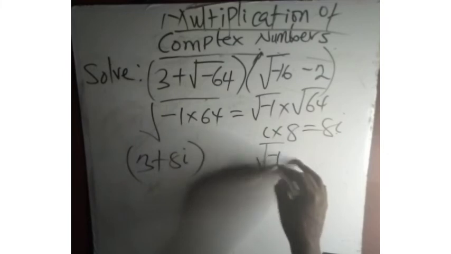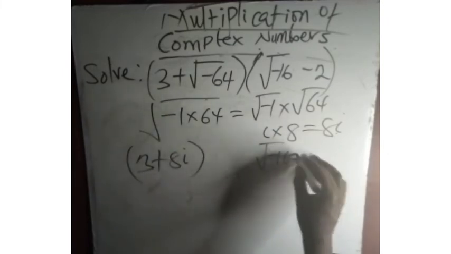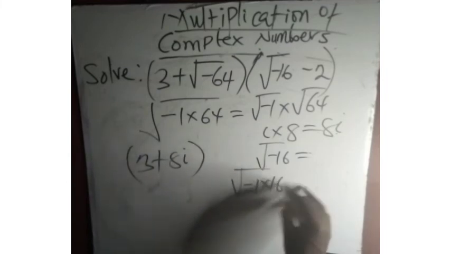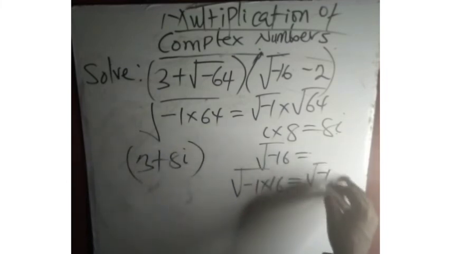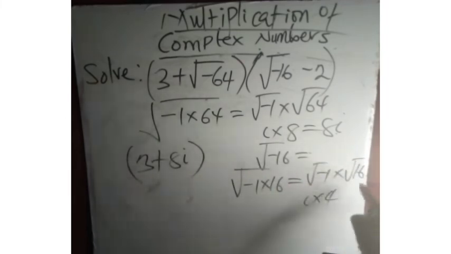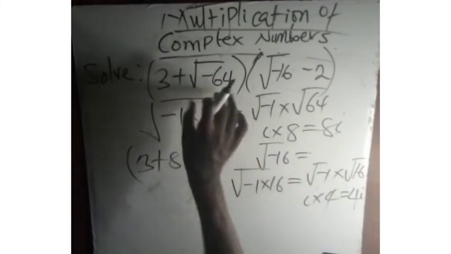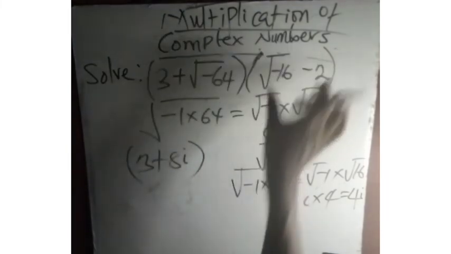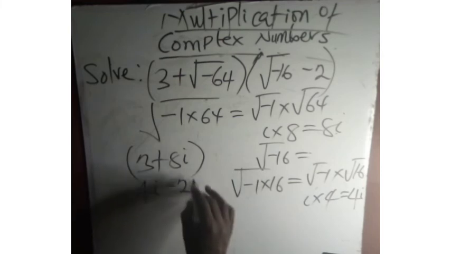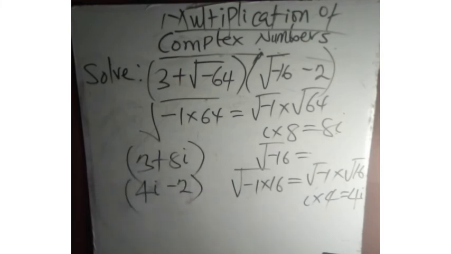Then the square root of minus 16 equals the square root of minus 1 times 16, which is the square root of minus 1 times the square root of 16, which is i times 4, because the square root of 16 is 4. So this is 4i. So I have it that this part is 3 plus 8i, while this part is 4i minus 2. Having arrived at this point, I can then multiply 3 plus 8i by 4i minus 2.